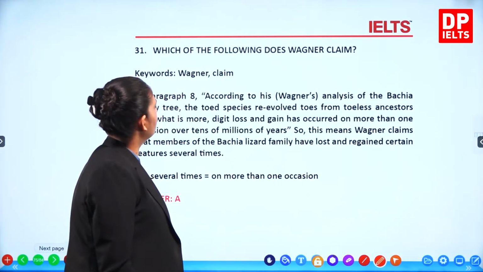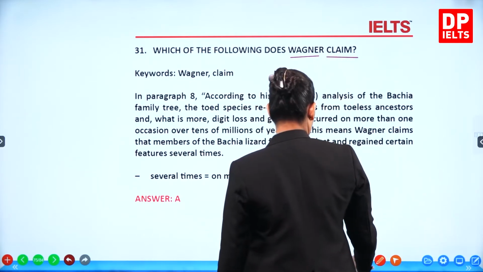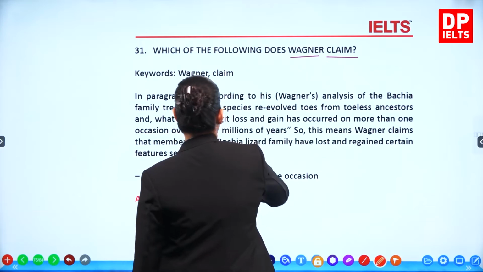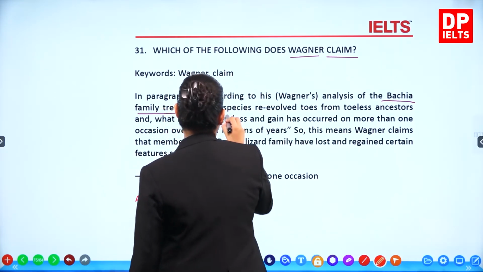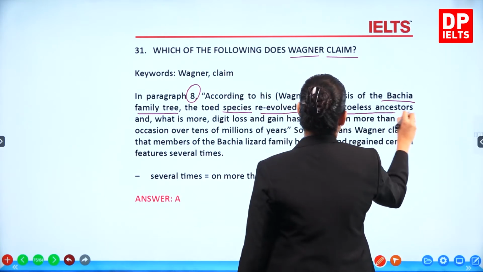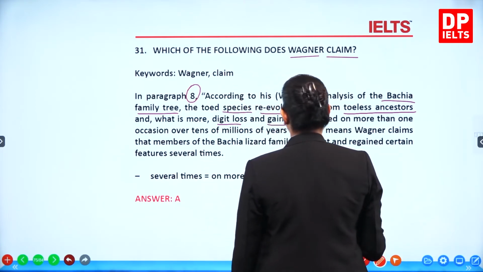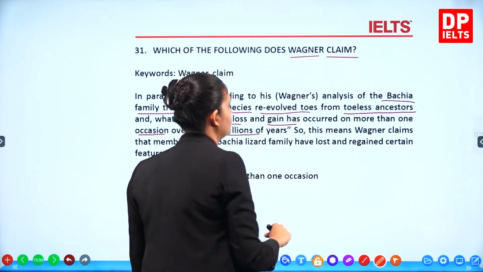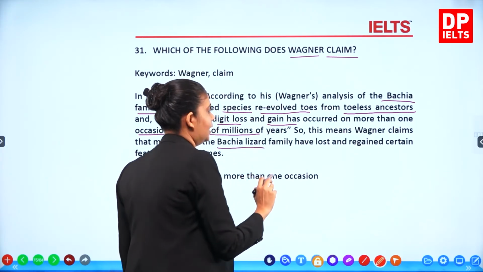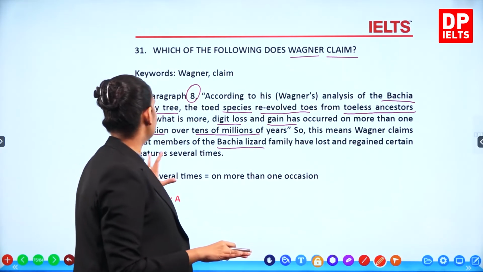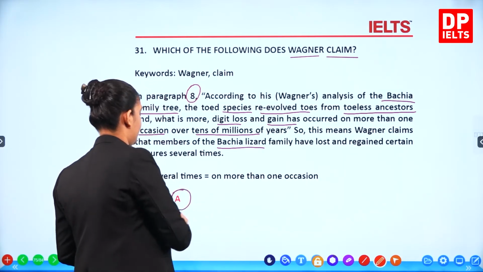31. Which of the following does Wagner claim? So Wagner claim, right? In paragraph 8, according to Wagner's analysis of the Bachia family tree, the species re-evolved toes from toeless ancestors. And what is more, digit loss and gain has occurred on more than one occasion over tens of millions of years. So this means Wagner claims that members of the Bachia lizard family have lost and regained certain features several times. Several times means more than one occasion. So the answer here is going to be A.